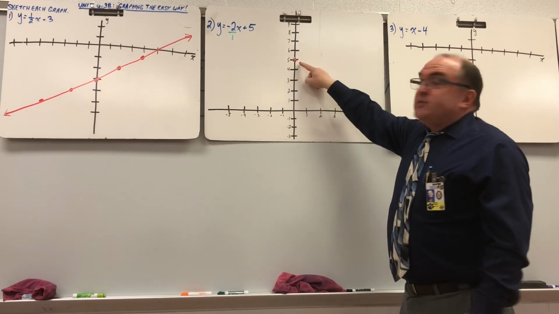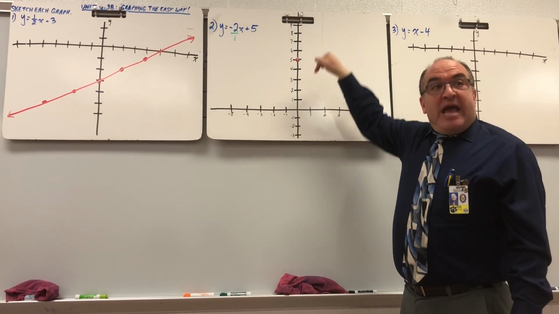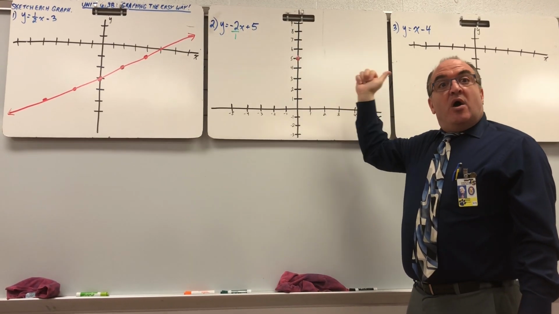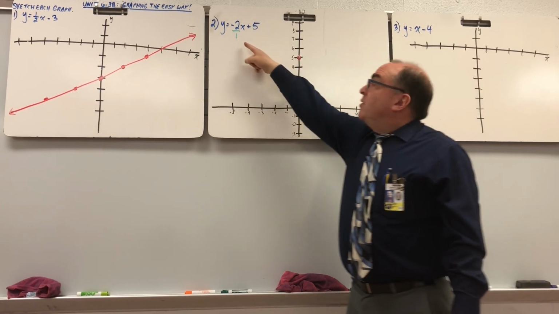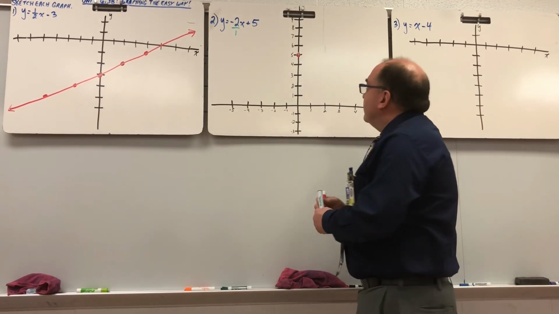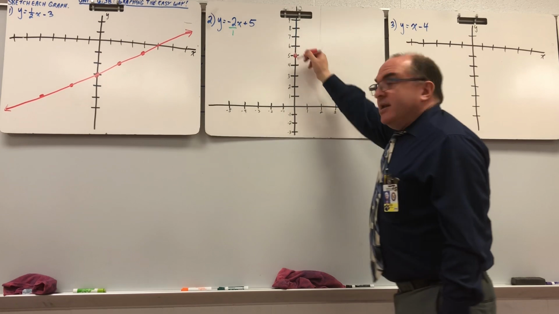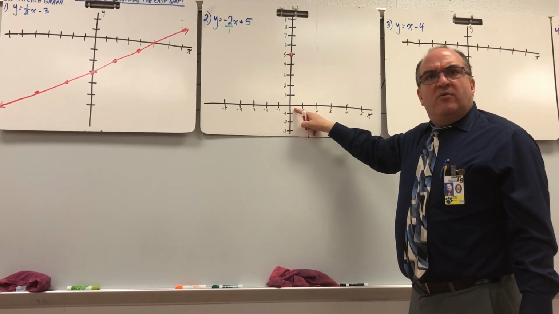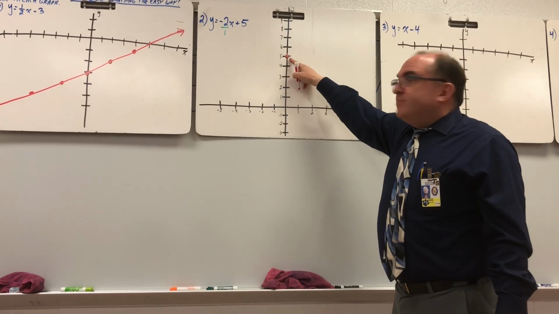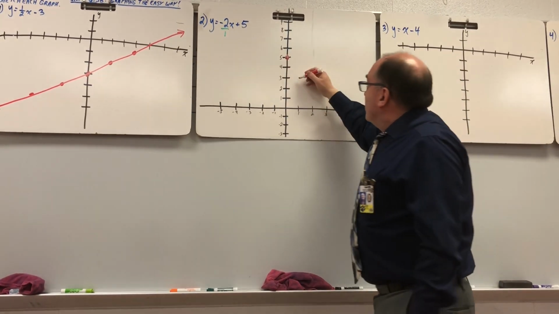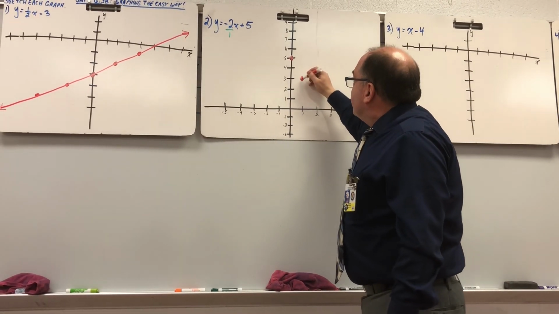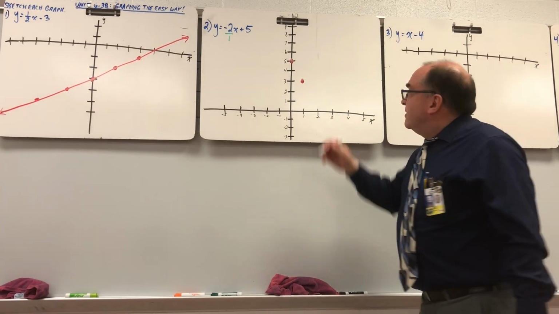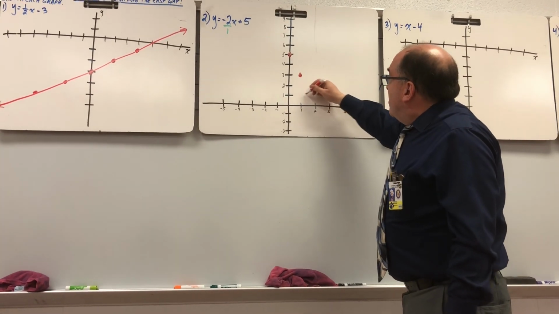So from this point, we're going to go down 2 over 1. Ready? From this point, not from here. The biggest mistake people make is they start from the middle. No, from the intercept. Down 2 over 1. Put a big fat dot. Again, down 2 over 1.